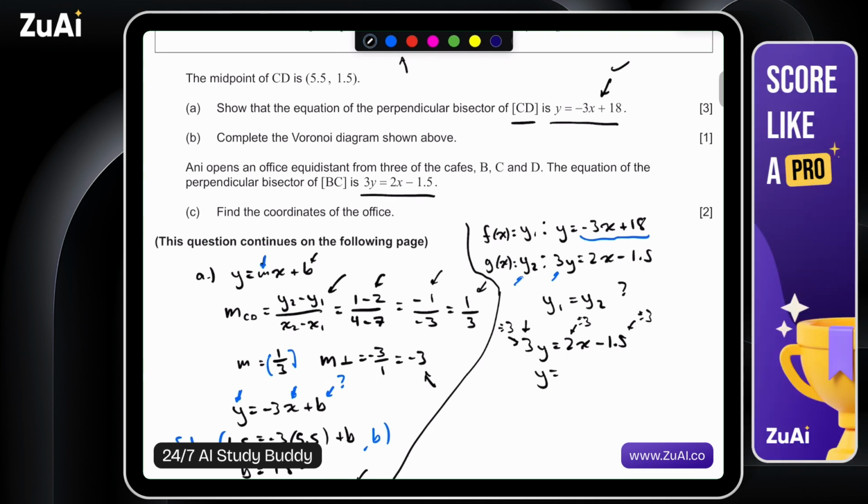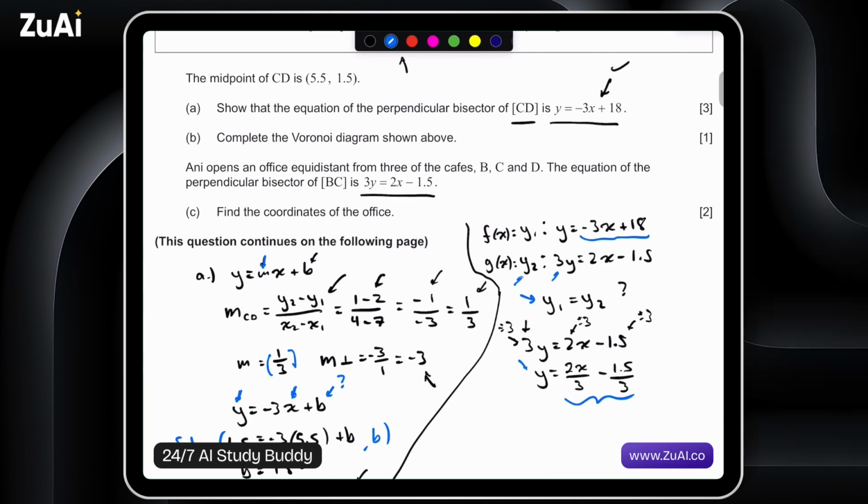So 2x over 3 is going to be 2x over 3. 1.5 divided by 3. This is going to look a little unorthodox, but we can do the same. Just divide everything by 3. And now we've got an equation which is just in terms of x. And then our y similarly is all by itself. And now we should be able to use this: y1 is equal to y2.